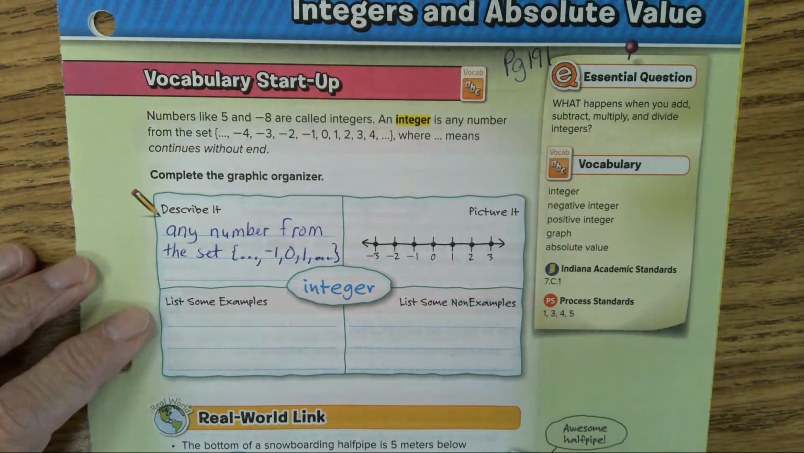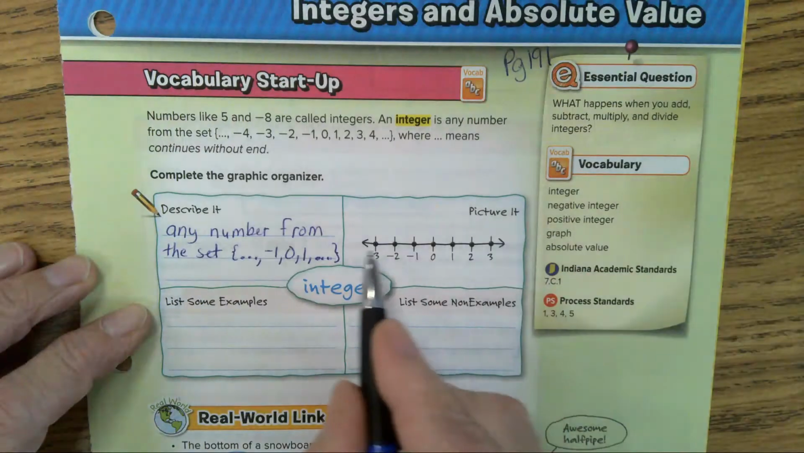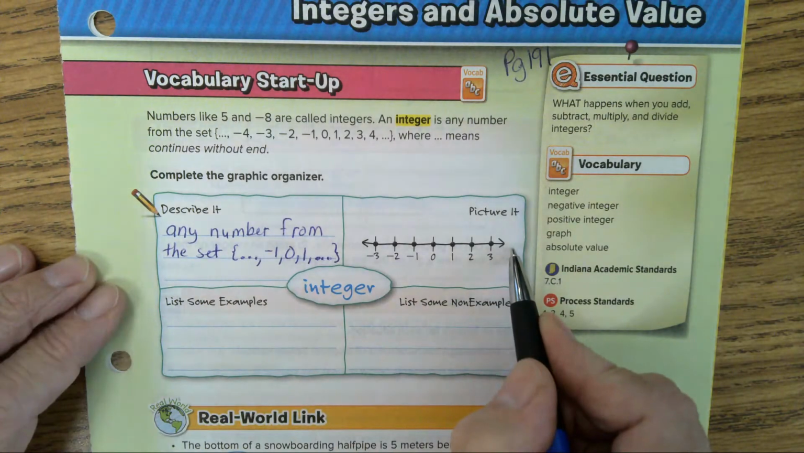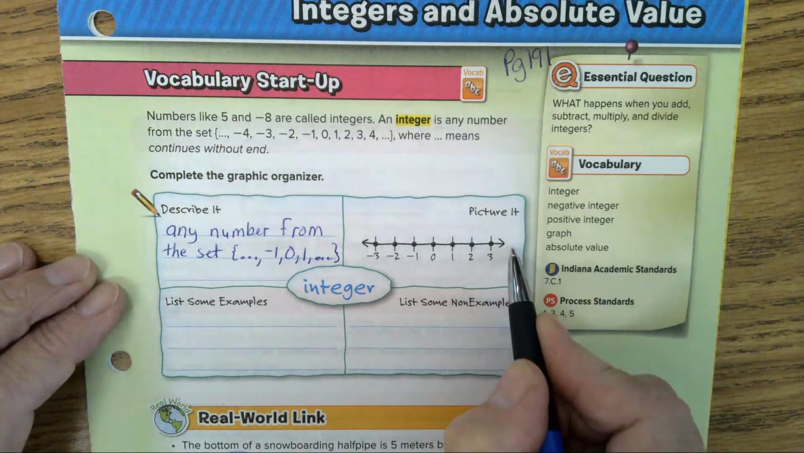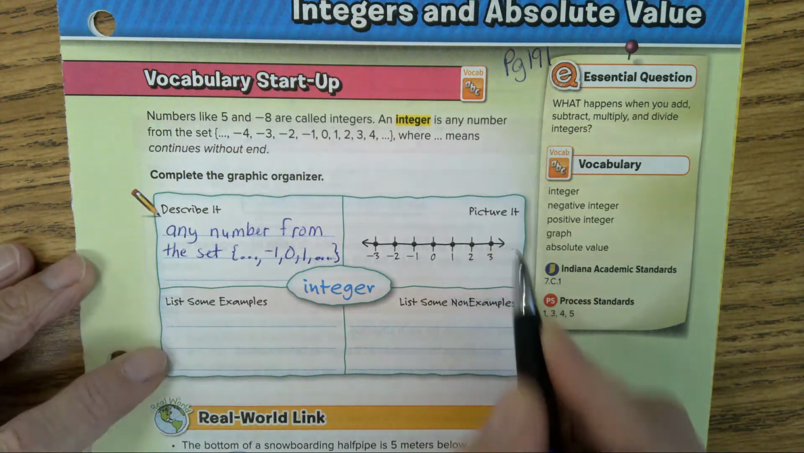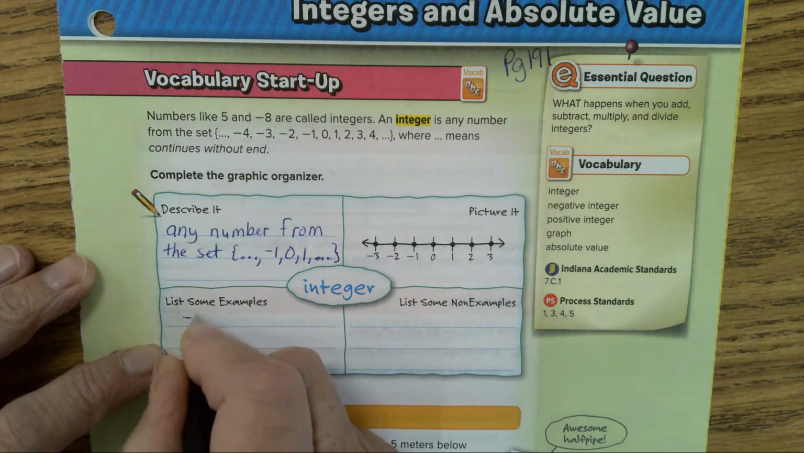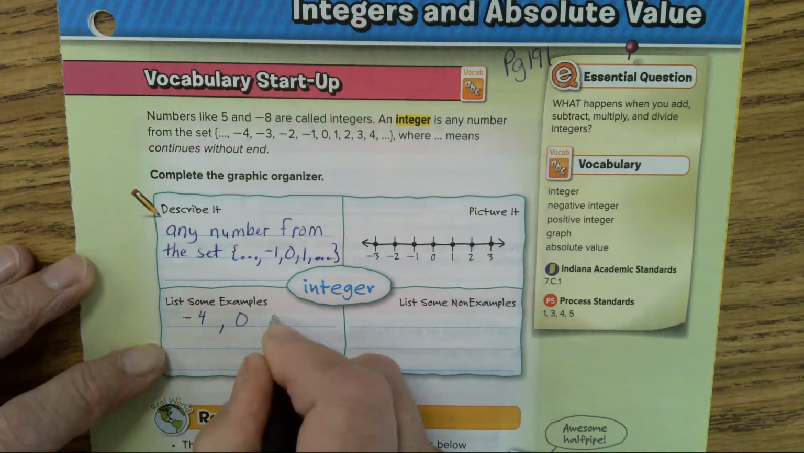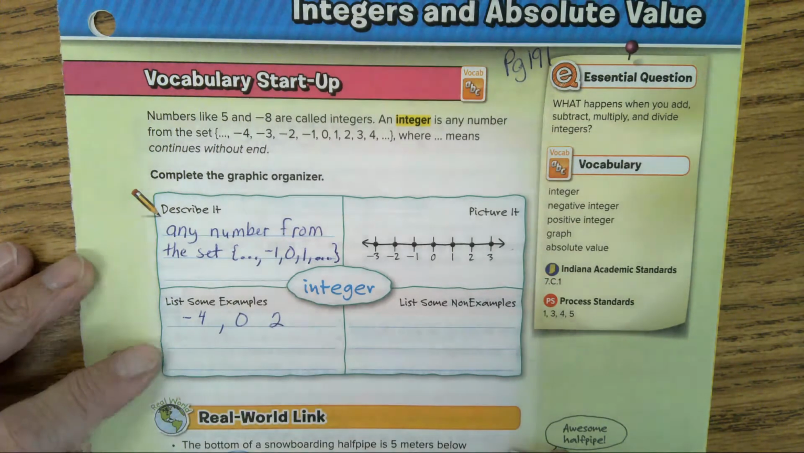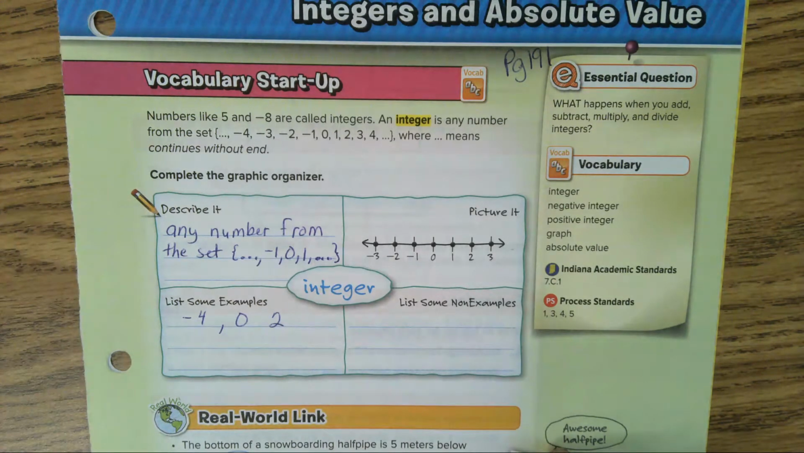Okay, picture it. So here's a picture of a number line. It just goes on and on. It's already done. So we have a picture. The number line is drawn for our picture. List some examples. You could say -4, a 0, a 2. Those are all examples of integers. Just put it down right there.